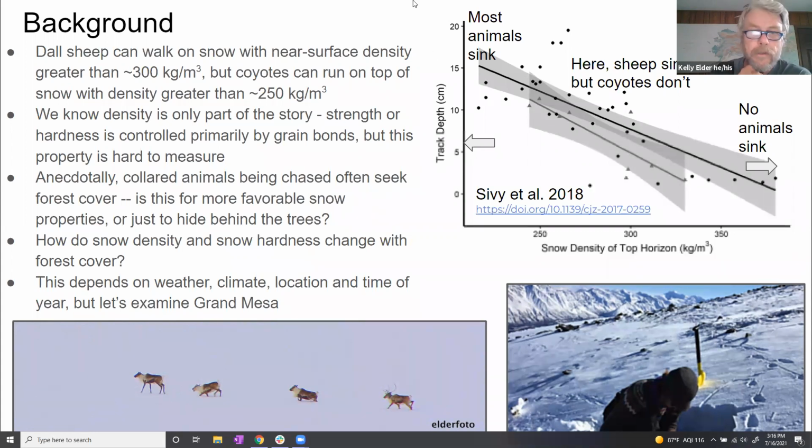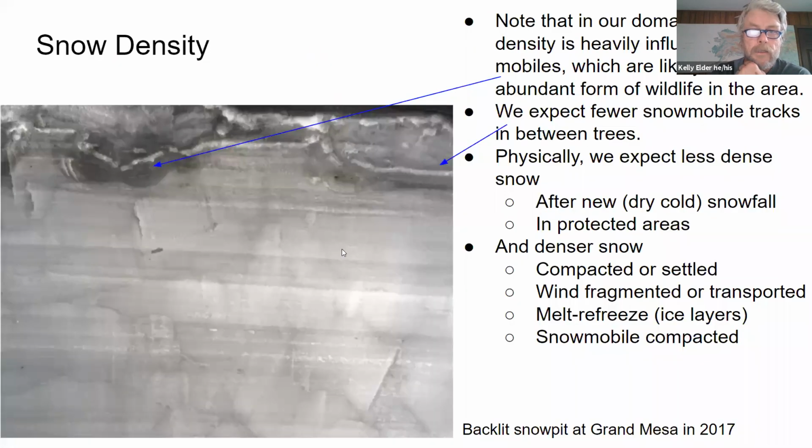So next slide, Sam. Snow density is the primary factor that wildlife people tend to use for strength. We did have good density measurements on the mesa.